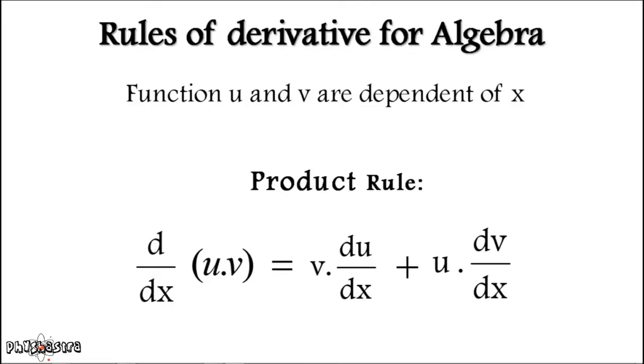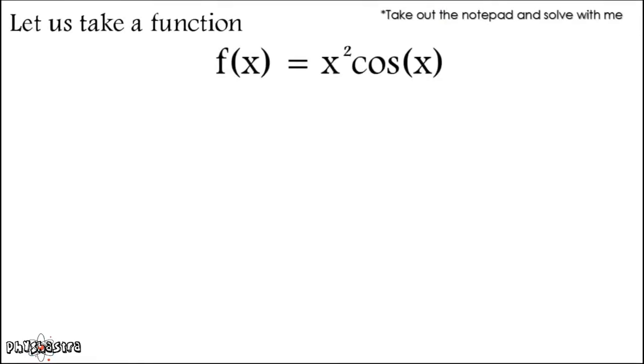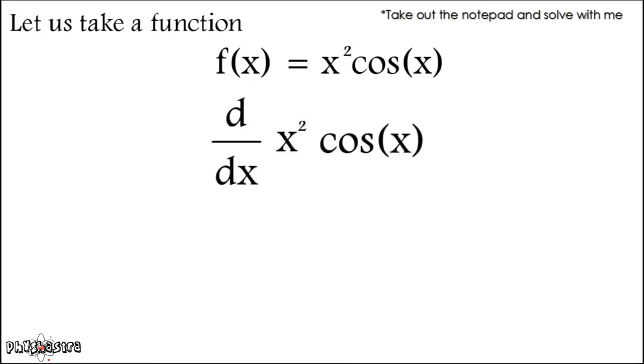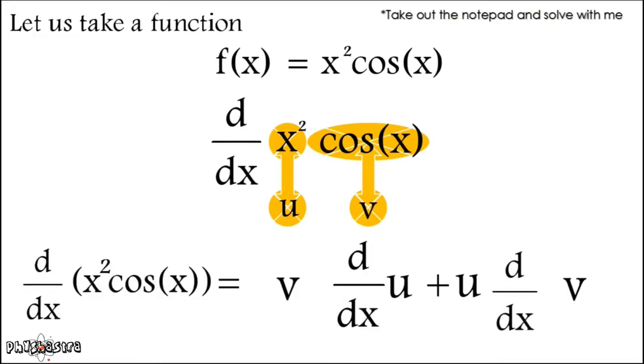Now let's move on to the examples. Now let us take an example for the product rule. F of x equals x squared multiplied by cos of x. Now let us choose x square as u and cos x as v. It is important to choose u and v before solving this kind of example. Now using the rule v dot d of dx of u plus u dot d of dx of v, replacing the variables u and v with x square and cos x, we get the following.